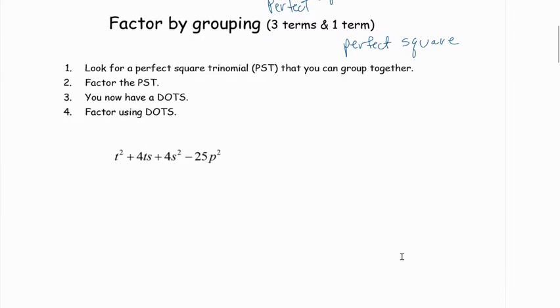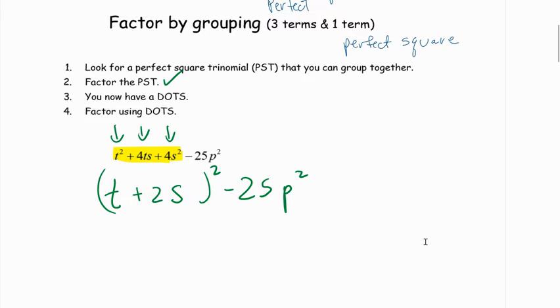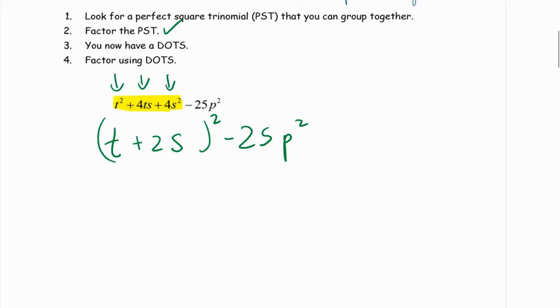So when we start off with 4 terms, we want to identify where the perfect square trinomial is. This is going to be our perfect square trinomial because we have squares on the ends, and their square roots times 2 give us the middle term. So once we find the perfect square trinomial, we need to factor it. Once we factor the perfect square trinomial, then we have a square minus a square, and we can factor that like we did in the last class.